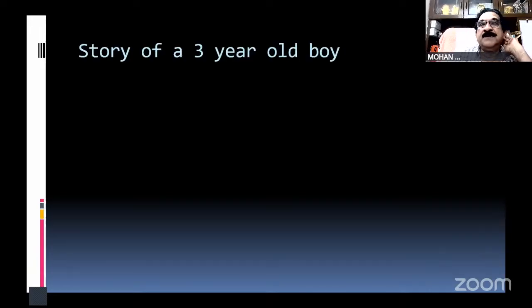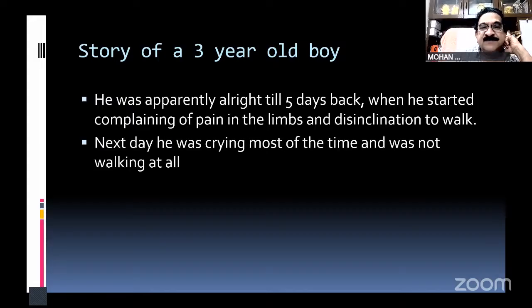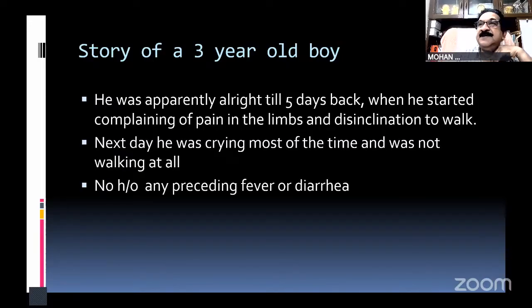This is the story of a 3-year-old boy. I wanted to show this case today because Abdul Rahman wanted to see this case, which I presented long ago in this forum. He was apparently all right till 5 days back when he started complaining of pain in the limbs and disinclination to walk.